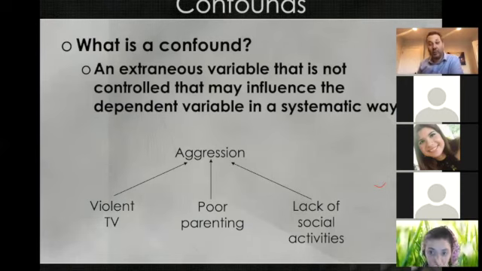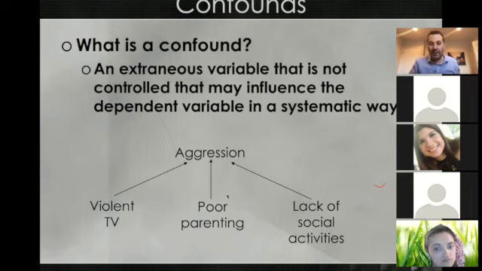So now, in other words, our two groups differ in three ways: how much violent TV they watched, how good their parents were, and how many social activities they had. And so if we find that the kids who watch violent TV are more aggressive than the kids who didn't, we don't know if that's due to the fact that they watch more violent TV, if it's due to the fact that they came from families where the parents had different skills, or if it's because they lacked social activities. We don't know which of those explanations explains why they're more aggressive.